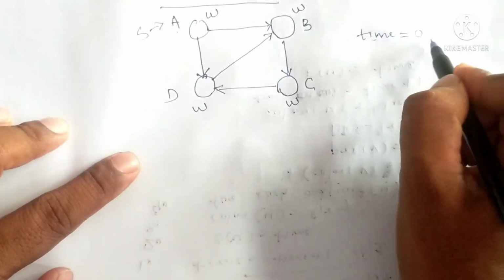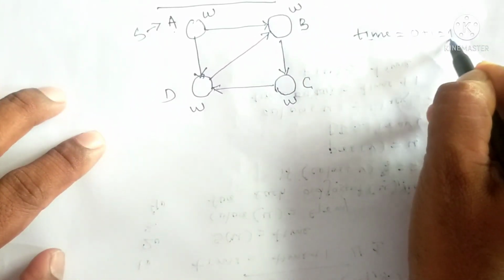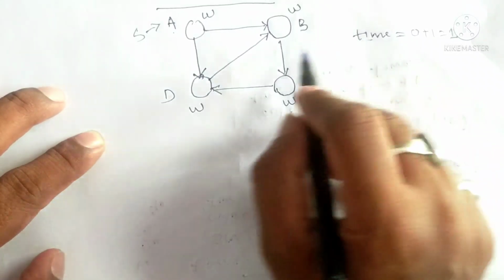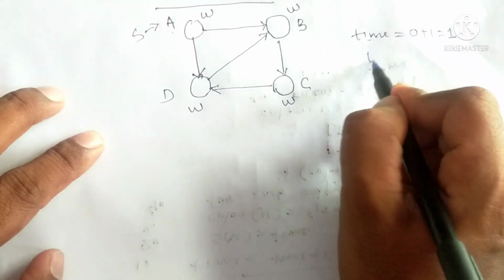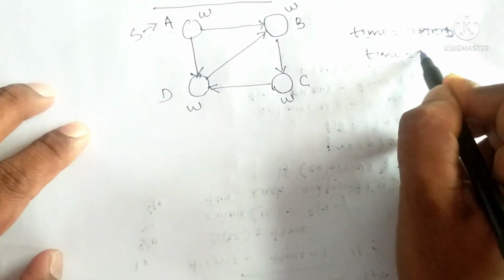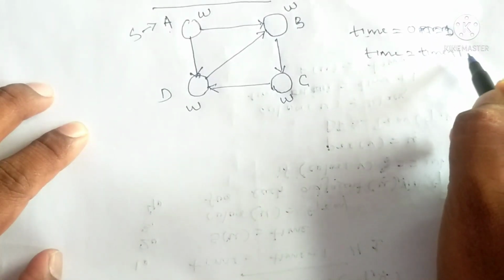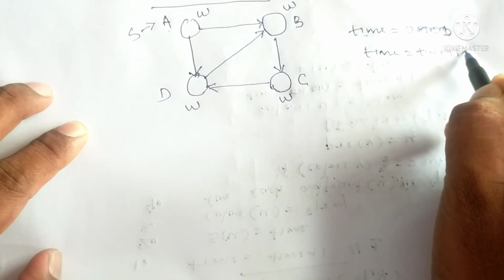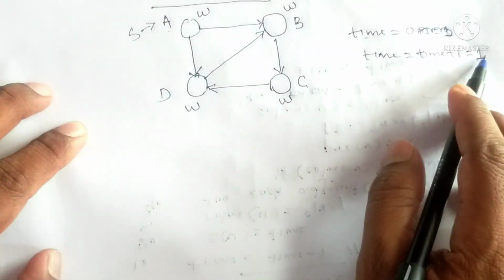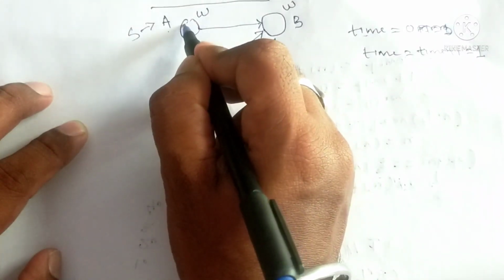Now your time equals how much? Time plus 1, 0 plus 1, the time value becomes 1. So the time value is now 1, and I can write that here. Initial time, let me write in another line, time equals previous time plus 1. So here we got the value as how much? Your time value is 1. 0 plus 1 becomes 1. So here I have written the value as 1.